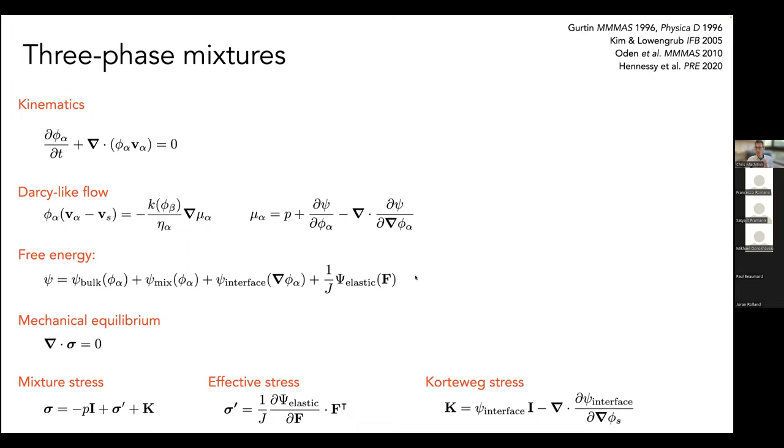Then we have the free energy function that I just talked about, and a statement of mechanical equilibrium, which says that the divergence of the total stress in the mixture has to vanish. We have an expression for the mixture stress, which is equal to minus the pressure plus an effective stress plus something called the Korteweg stress. This is very much like standard poroelasticity. This is Terzaghi's effective stress, which is related to the deformation of the solid skeleton. Again, this is straight out of hyperelasticity: the stress in the solid skeleton is related to the derivative of the strain energy density with respect to the deformation gradient tensor. And then this Korteweg stress is a stress due to the presence of interfaces. It's a capillary term in some sense, or it rolls together capillarity and wettability. It has to do with how the gas bubbles can deform the solid skeleton differently than the liquid does. So that's the model.